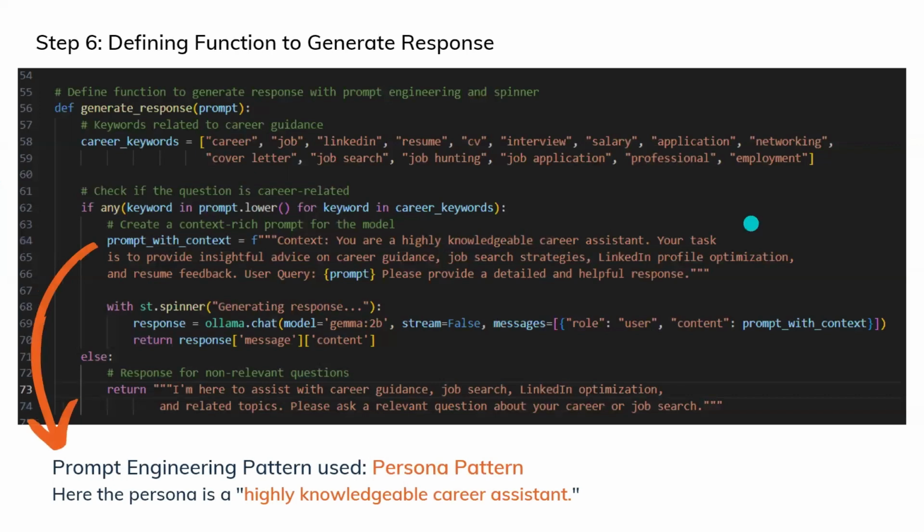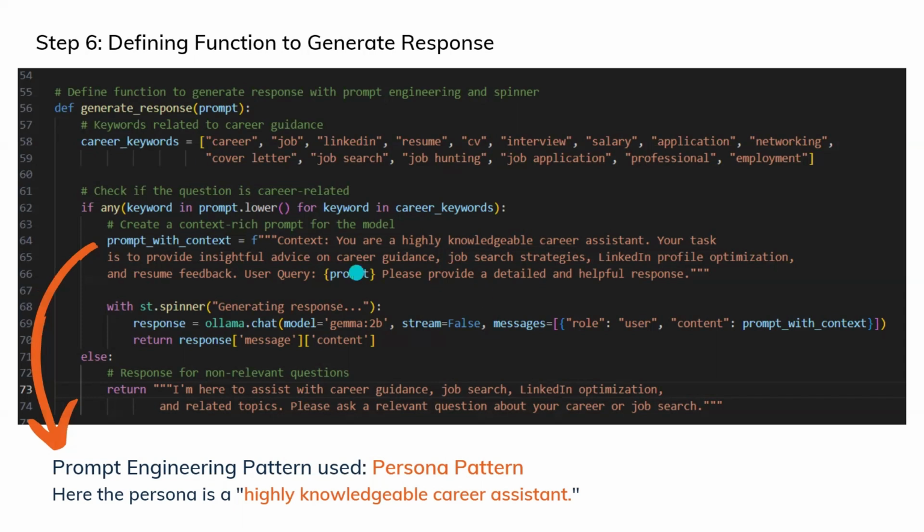Here we define a function generate_response to generate a response to the user queries by taking a prompt as input. A prompt can be a question or a statement provided by the user, and then it checks if the query is related to career guidance, using a list of career keywords such as career, job, resume, CV, interview, salary, etc. It will check if the given prompt is related to these keywords or not, and only then it will generate a response. The prompt engineering pattern used in this prompt with the context variable is a persona pattern.